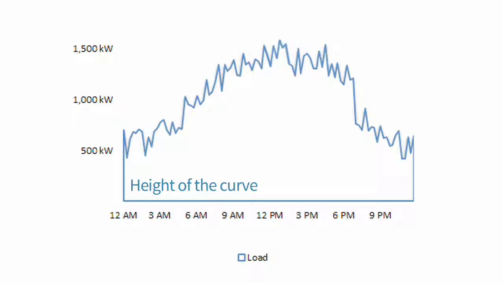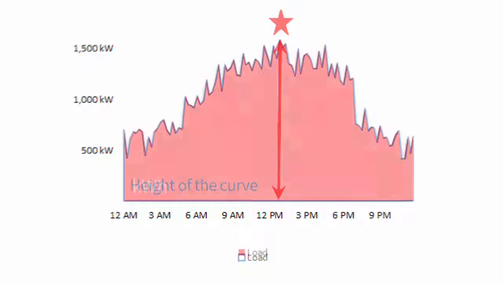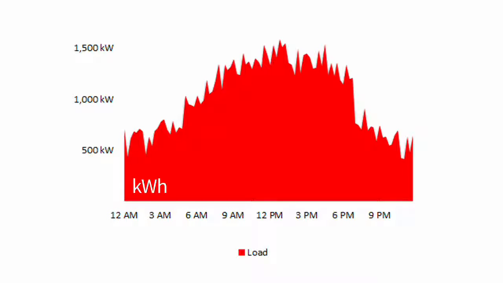So there are three important properties of your load curve that the utility cares about for purposes of billing. The first of which is the height of the curve. This represents your kilowatt usage at any point in time. The second property of the curve is kilowatt hours, which is equal to the area under the curve. It represents the total energy consumed over a certain period of time. The third important property is just the existence of the curve. By using electricity at all, the utility will charge you.